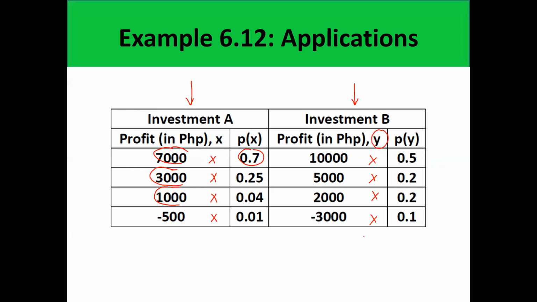Now, if you use your calculators, you will find out that the expected profit for investment B would be higher than the expected profit from investment A. So therefore, Peter and Sheila must invest in investment B. So just do the computations that were explained for this particular scenario and you'll find out that investment B is better than investment A.